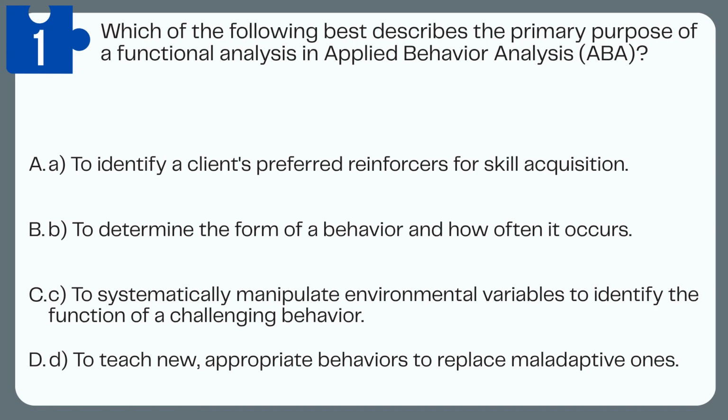Question 1. Which of the following best describes the primary purpose of a functional analysis in applied behavior analysis, ABA? A. To identify a client's preferred reinforcers for skill acquisition. B. To determine the form of a behavior and how often it occurs. C. To systematically manipulate environmental variables to identify the function of a challenging behavior. D. To teach new, appropriate behaviors to replace maladaptive ones.